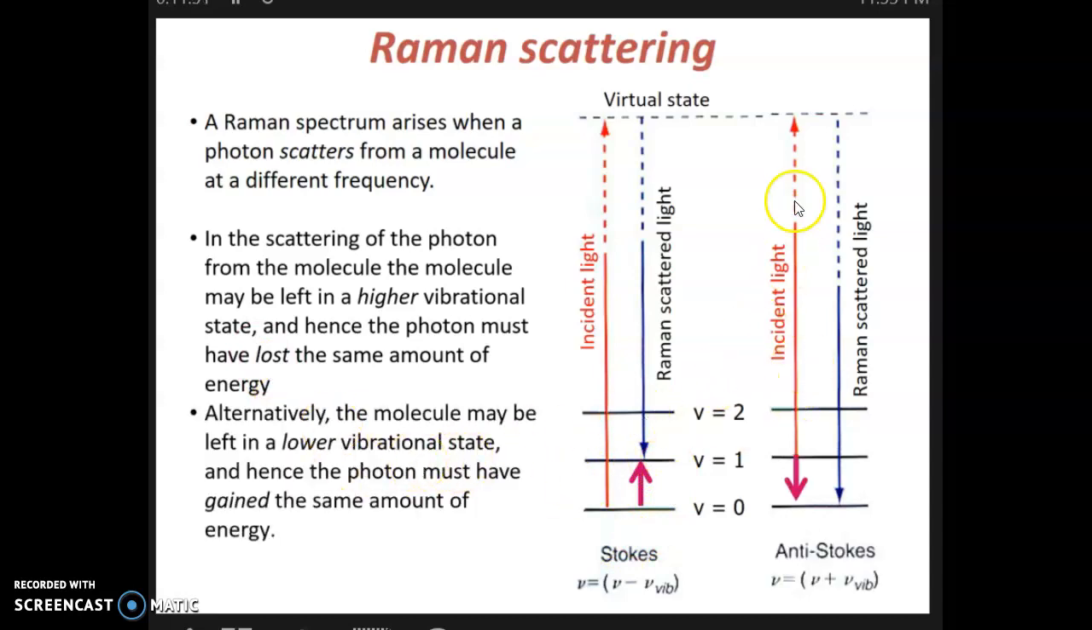On the other hand, you can also have the lower energy shift, the molecule being already in an excited state and is forced to go down to the ground or to a lower vibrational state. So that's the anti-Stokes scattering.